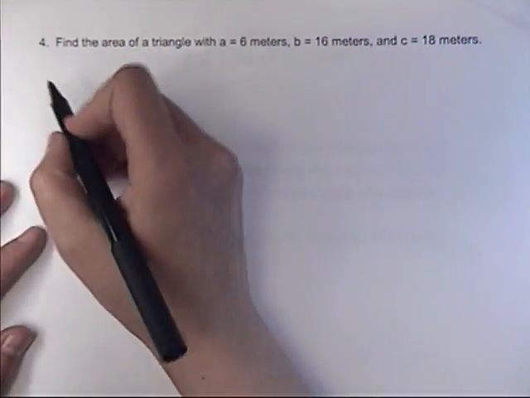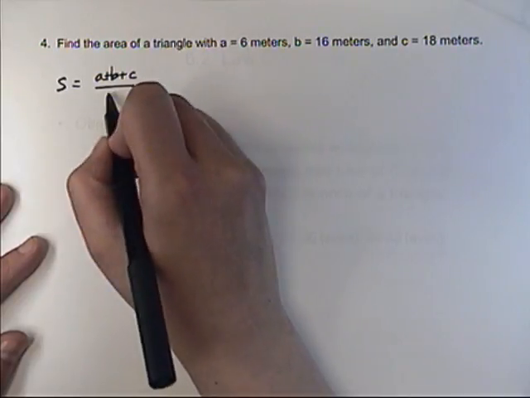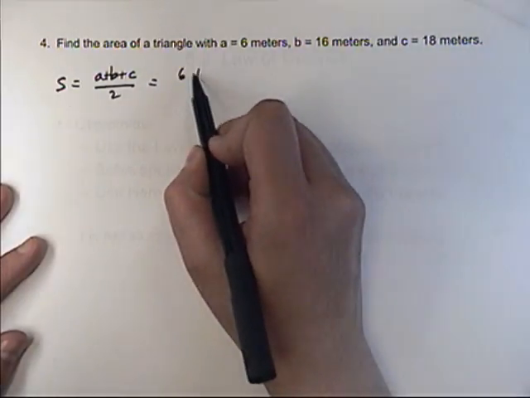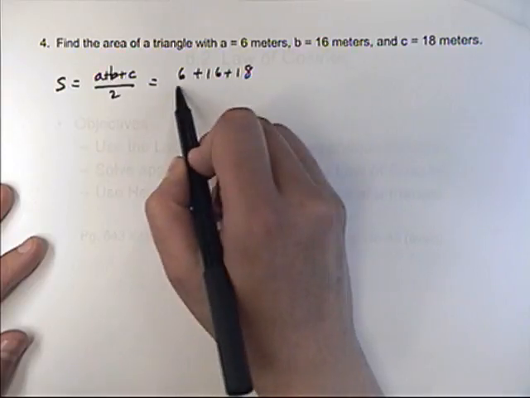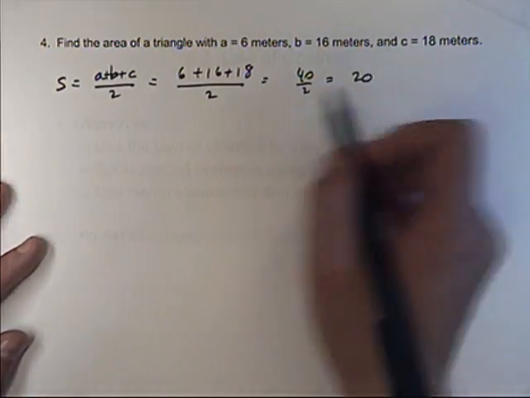So this is how it works. Here's a quick example. First, you're going to find S. S equals A plus B plus C divided by 2. So I have 6 plus 16 plus 18, all divided by 2. So that's 40 divided by 2, which is 20. Now that's not the area.